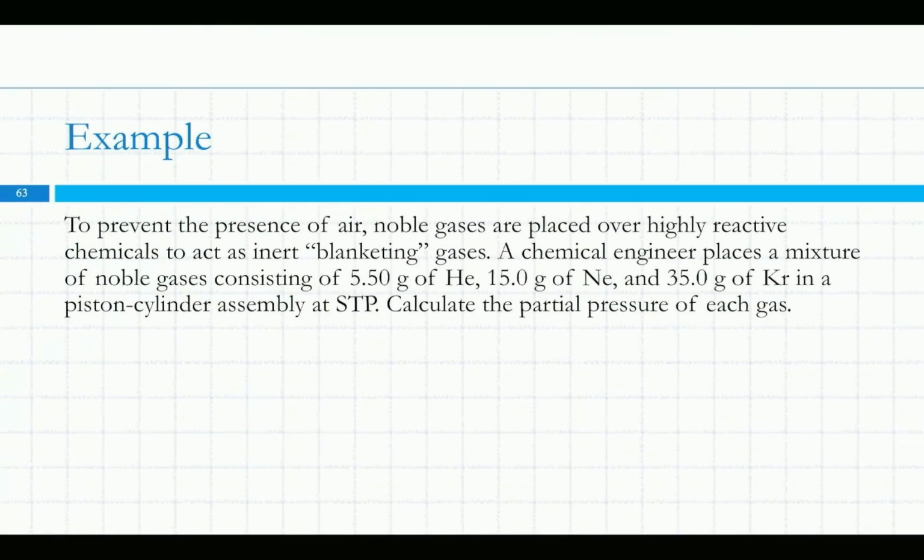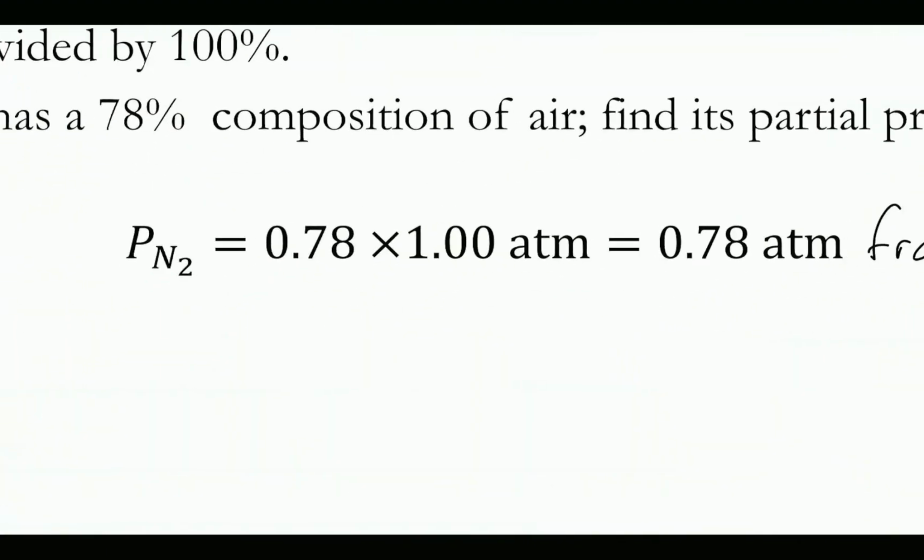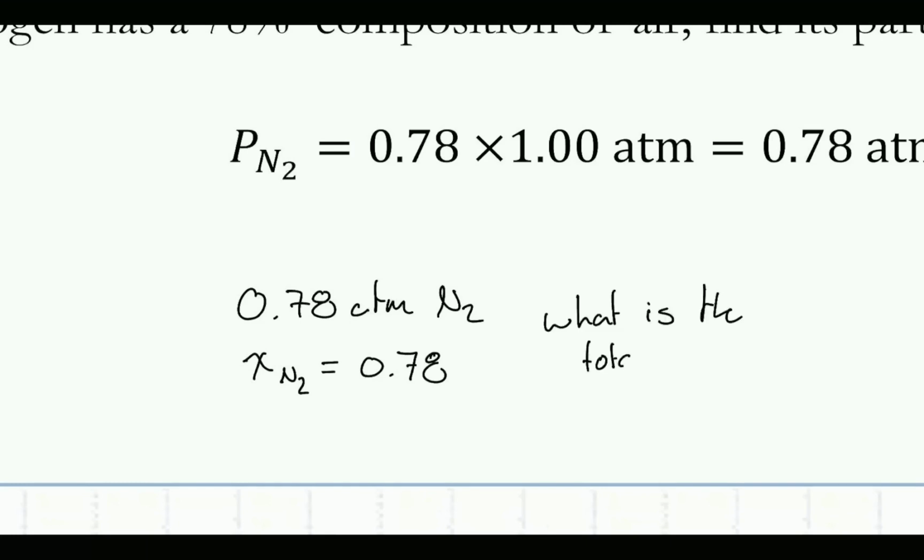This equation I think is most useful for the opposite question. So if I say that the pressure of nitrogen is 0.78 atmospheres of N2, and its mole fraction N2 equals 0.78, and that's unitless because it's a fraction, what is the total pressure?